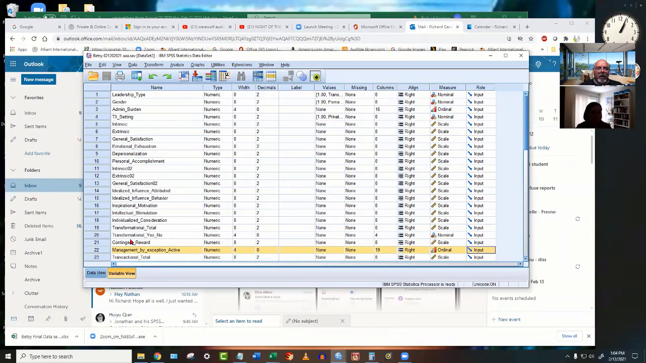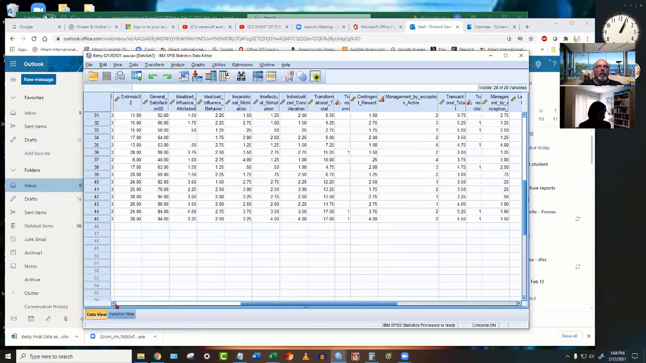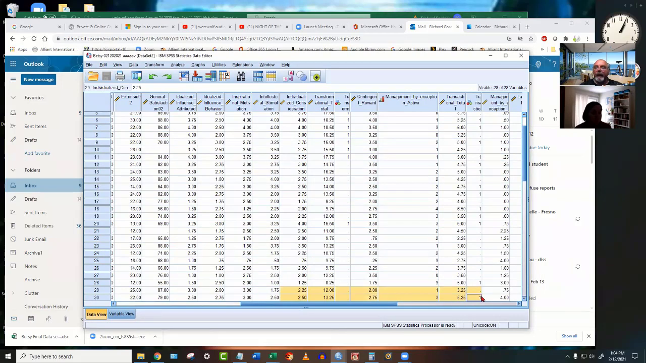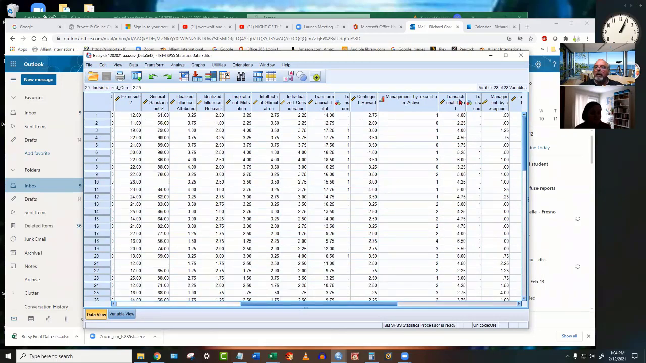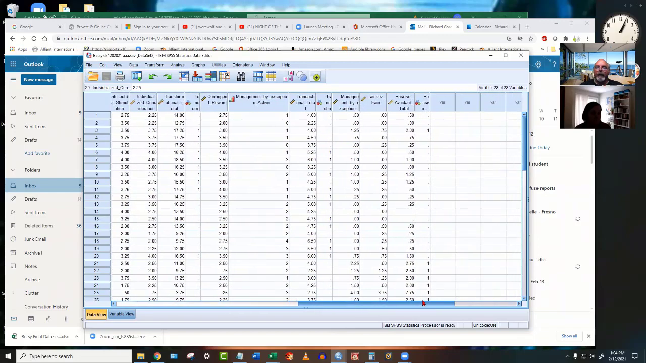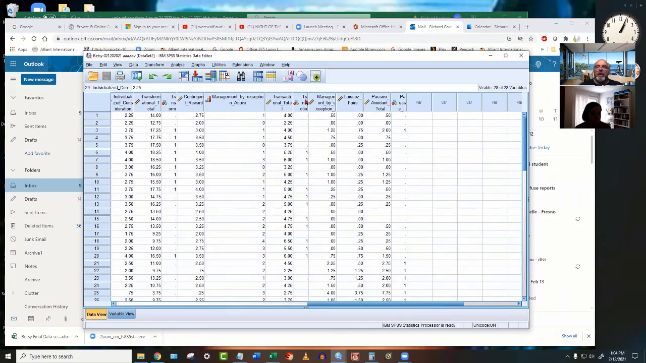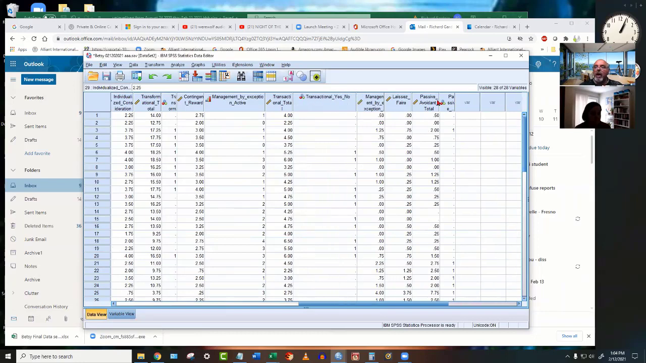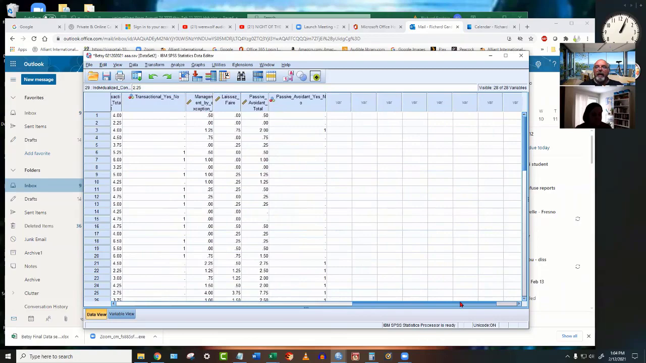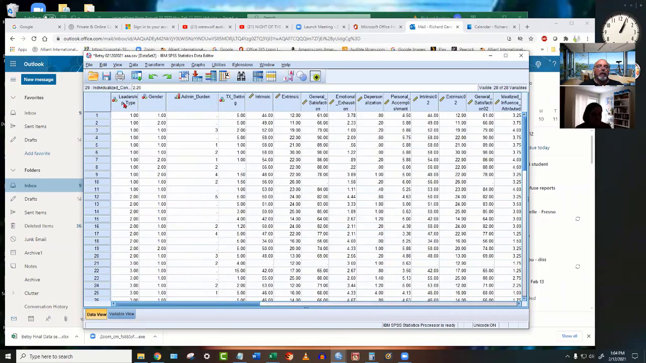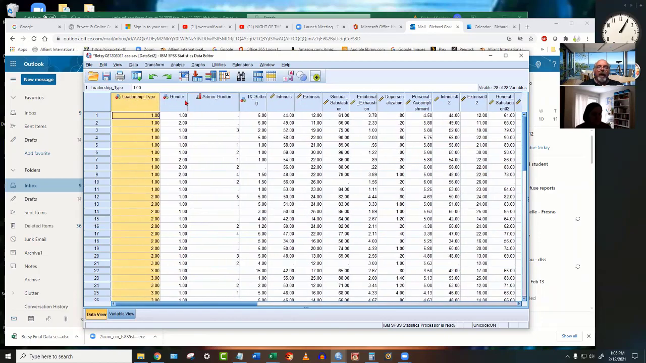Now, let me just double check. Transaction total, scale, ordinal. Quick look at the actual data. So these transactionals, we should probably mark all these: 1 is yes, and 0 is no. And did we have it marked on the other end? Oh, yeah, we do. So that's not a biggie. We've got it marked over here. All right, I think you are ready to go. What do you want to know?